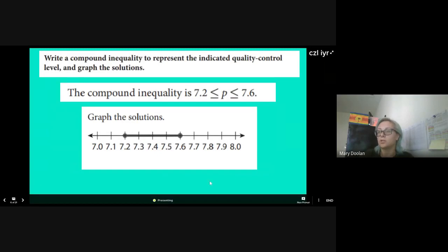And if we graph the solution, because these are the less than or equal to symbols, these are closed circles. You have one at 7 2/10, you have one at 7 6/10, and then it's shaded everywhere in between.